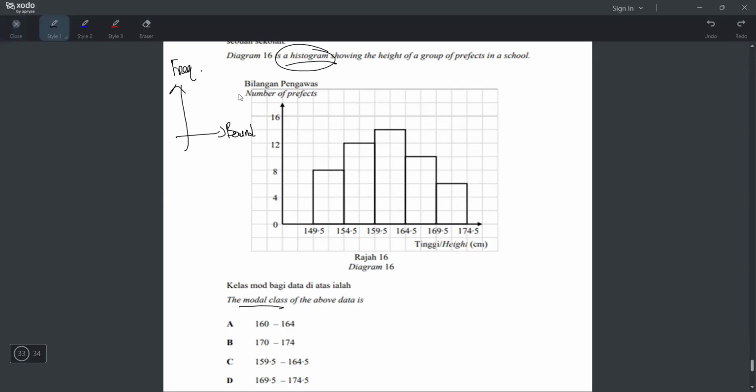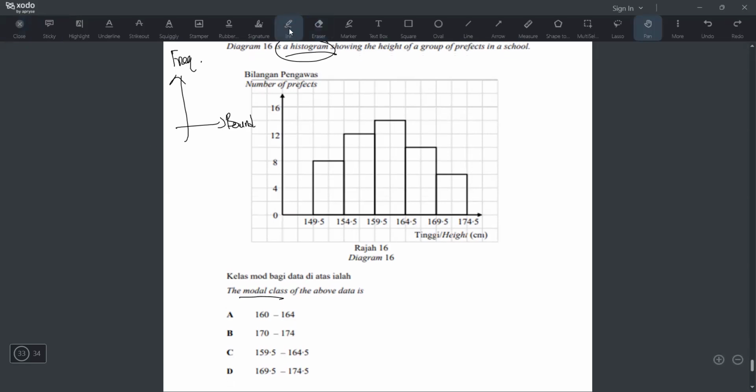So in order to know that, we have to convert this back to the table form, right? Usually when you do this in paper 2, they will give you the table. You do the table first, then only you draw the graph. This one you have to do in reverse. But if you are given a histogram, you must convert it back to a table also. So let me show you how to do it.